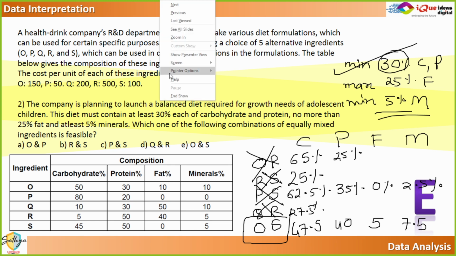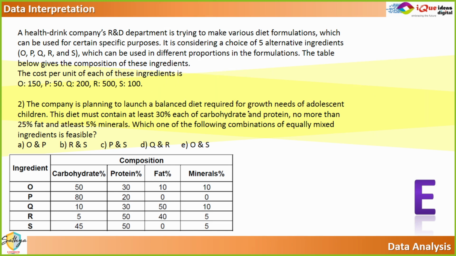See, did you understand the requirements which are given? Whatever combination you mix, it should have at least 30% of carbohydrate and protein, not more than 25% fat, and at least 5% minerals. Manya, the question is not vague. Question is very, very clear. The question is crystal clear. Did you understand the three conditions?